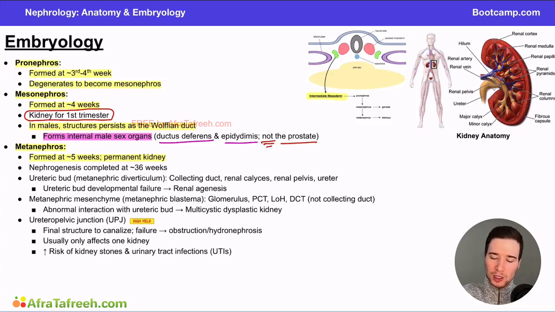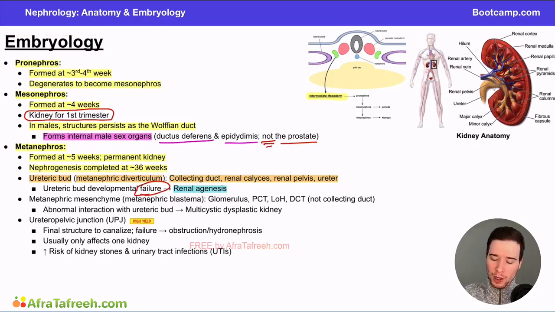Now, a key thing I want you to keep in mind is that kidney formation is not actually completed until 36 weeks. So although we see this structure at approximately 5 weeks, there's much more development to go. We also want to keep in mind a couple key structures, one of which is the ureteric bud, also sometimes called the metanephric diverticulum. This structure develops the collecting duct, the renal calyces, the renal pelvis, and the ureter. This structure is really important because if we have a developmental failure of it, we can get a pathology called renal agenesis, or lack of kidney formation. So the kidney does not form if there's a developmental failure of this structure.